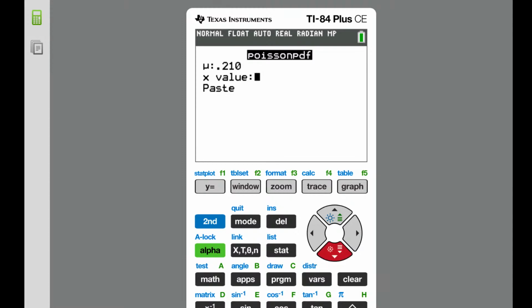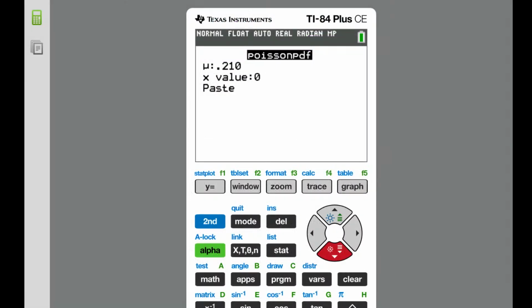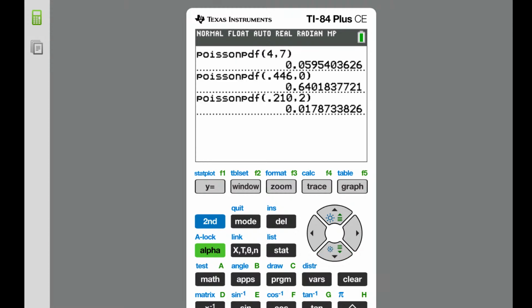Now, remember what x was. X in this question is 2. So we say x is 2. Go back and paste this. So you get, ladies and gentlemen, an answer. This is 0.01787. I'll add another digit, 3.